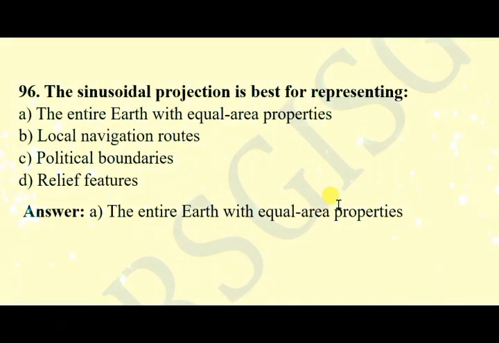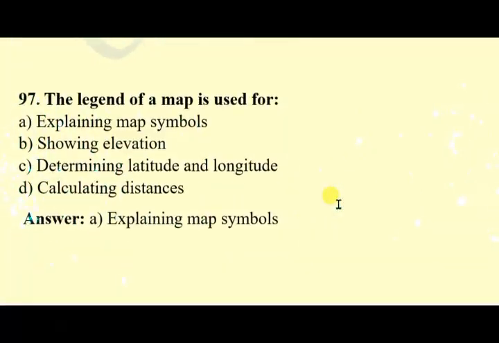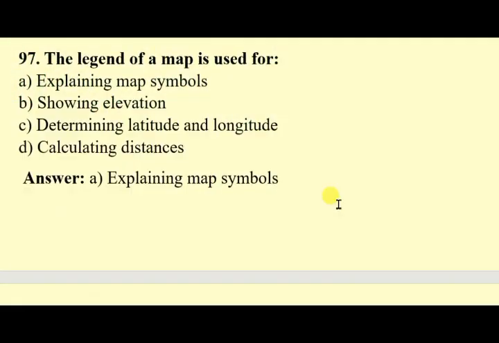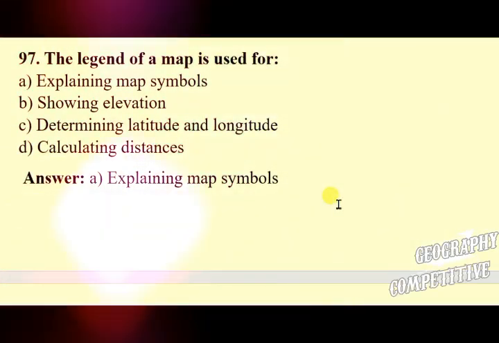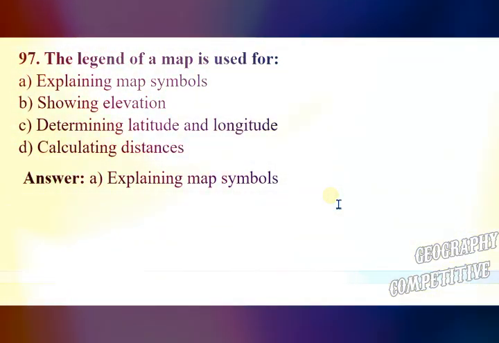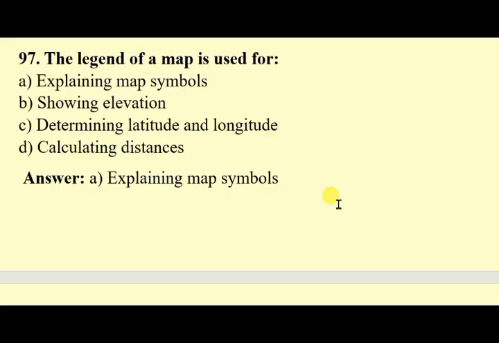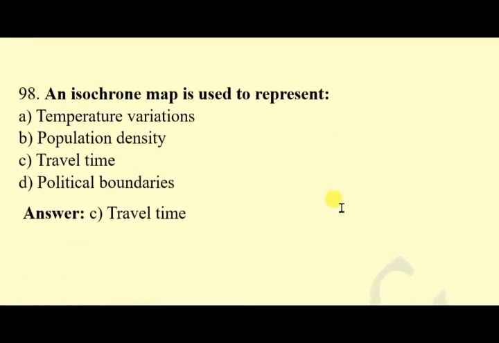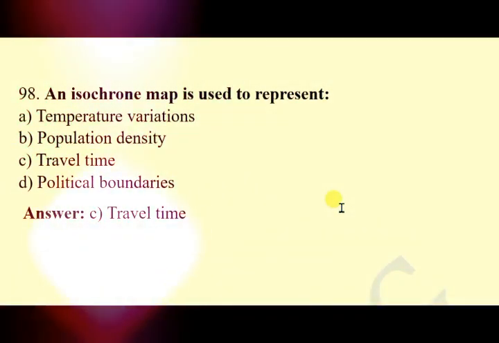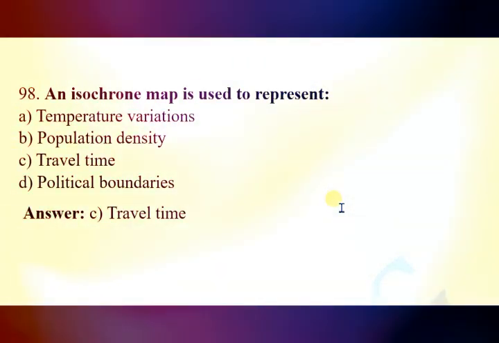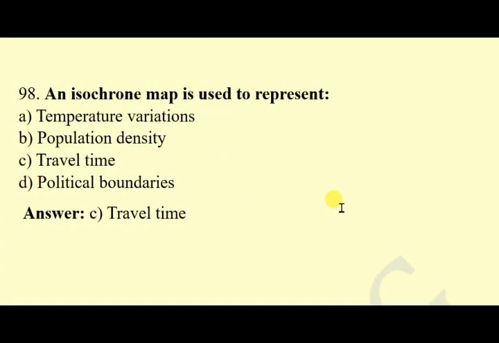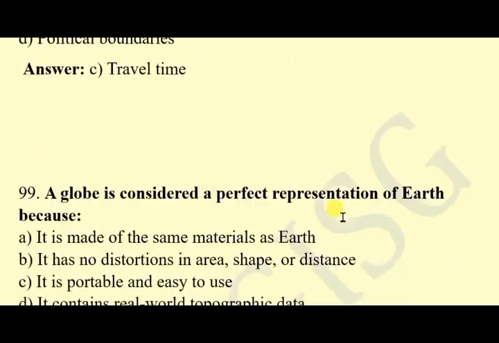Sinusoidal projection. Map elements and symbols. Question 97. The legend of a map is used for explaining map symbols, showing elevation, determining latitude and longitude, calculating distances. Here the right answer will be explaining map symbols. Question 98. An isochrone map is used to represent temperature variations, population density, travel time, political boundaries. Here the right answer will be travel time, equal travel time, isochrone map.